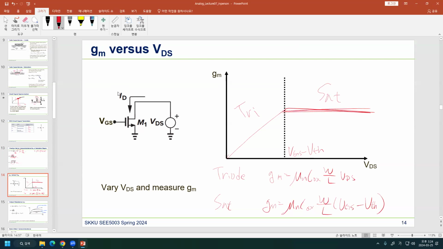The message here is that to get a large GM, we have to put our MOSFET in the saturation region. I'd say in almost every case, when a MOSFET is used in an amplifier, it should be in saturation, especially if the MOSFET is the input device. That device always has to be in saturation because that's the way we can efficiently use the device.